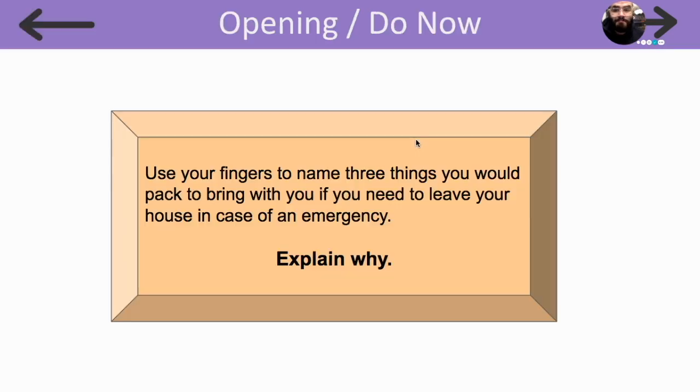Let's get started. I want you to use your fingers to name 3 things you would pack to bring with you if you needed to leave your house in case of an emergency. What 3 things would you bring with you in case of an emergency?